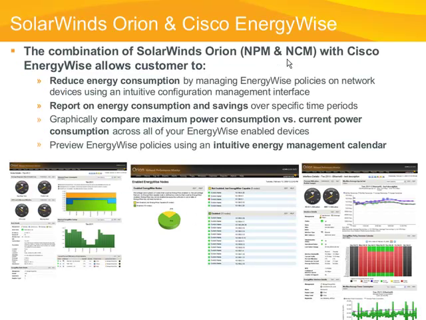So, when it comes to SolarWinds, Orion, and EnergyWise, the combination of these two products, NPM and NCM, really allows you to reduce the energy consumption by managing the EnergyWise policies on your devices. It's a very easy-to-use interface. We'll actually walk through some of that here in a few minutes. You can report on the energy consumption and savings over your specific time periods, and of course, graphically now start to actually see how that changes over time. So we'll actually just demo this for you in a few minutes.